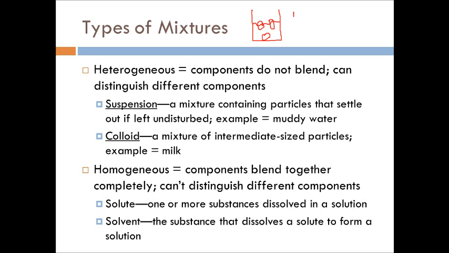Homogeneous is where you can't tell the difference between the different parts. So if I had a glass of salt water, it would look like just a glass of water. The components completely blend together. And in this case, if we have NaCl in here, which is salt, the water would be our solvent, which is what is doing the dissolving. It dissolves a solute, and the solute is what is being dissolved. So that would be the salt. So it's dissolved in a solution. So solute is being dissolved, solvent is what's doing the dissolving. And 90% of the time with our stuff, it's water.